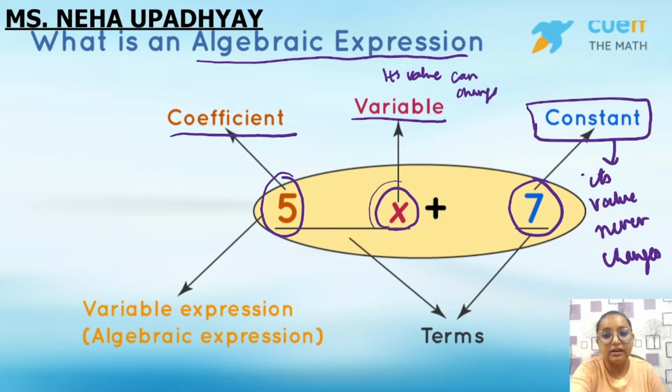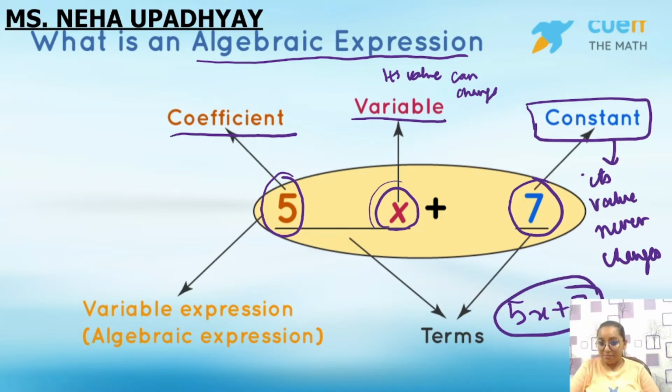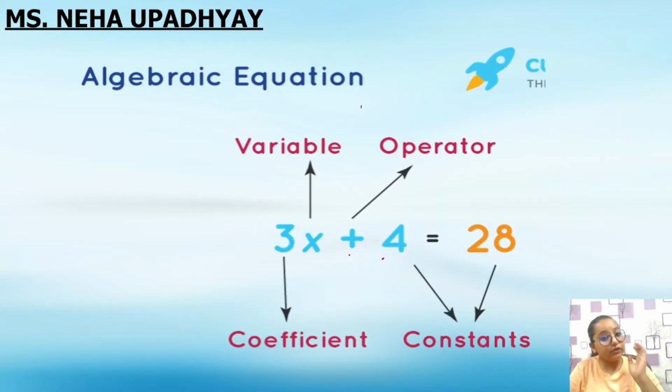Change. And now what is the algebraic expression? This whole, that is 5x plus 7, is the algebraic expression. I hope this is clear to everyone. Moving forward, we will move to algebraic equation.